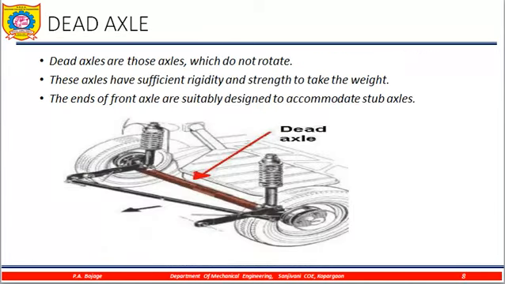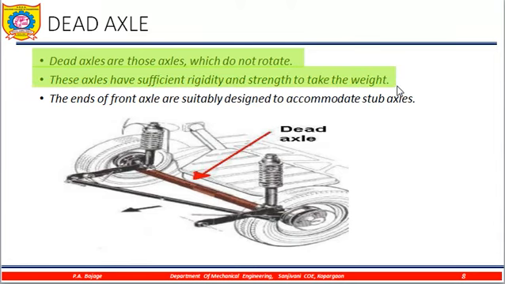Next is the dead axle. Now, what is a dead axle? Dead axles are those axles which do not rotate. So, the axles which do not rotate are called the dead axles. These axles have sufficient rigidity and strength to take the weight of the vehicle. So, the function is just to carry or support the weight of the vehicle.